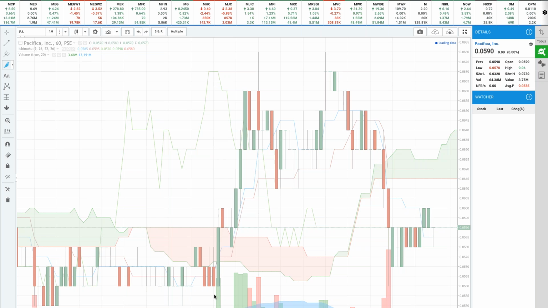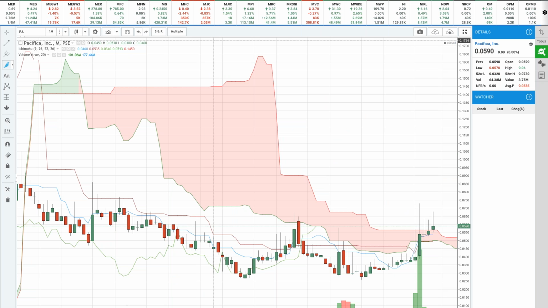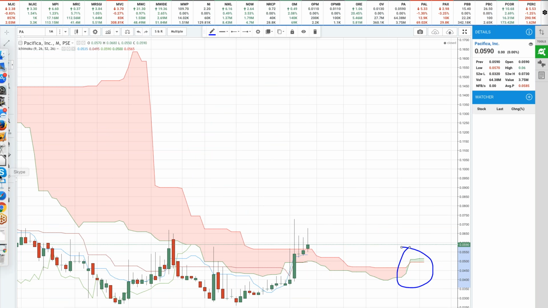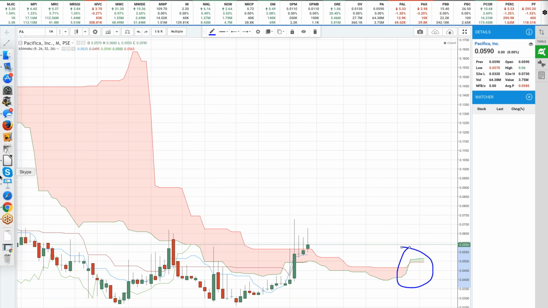Let's go to the monthly chart. The monthly chart is bullish because it is above the Kumo. In fact, it just broke out of the Kumo. I like to move this here. And to the right, we see a Kumo twist. So this tells you that the sentiment on a monthly basis is still bullish.